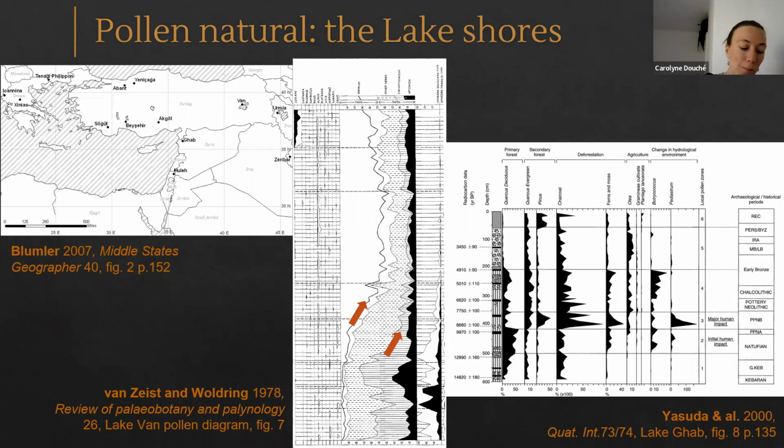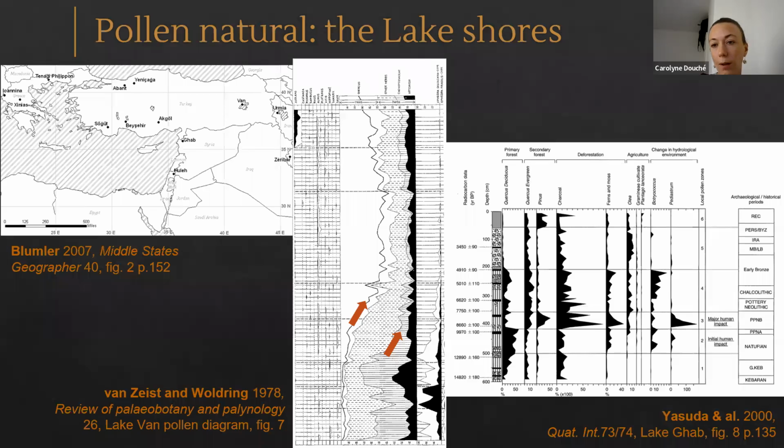So the expansion of a more humid climate, allowing the expansion of various species, has been interpreted as one of the factors involved in the emergence of agriculture. But change in the pollen record can also reflect landscape management, such as cultivation or deforestation, for example.